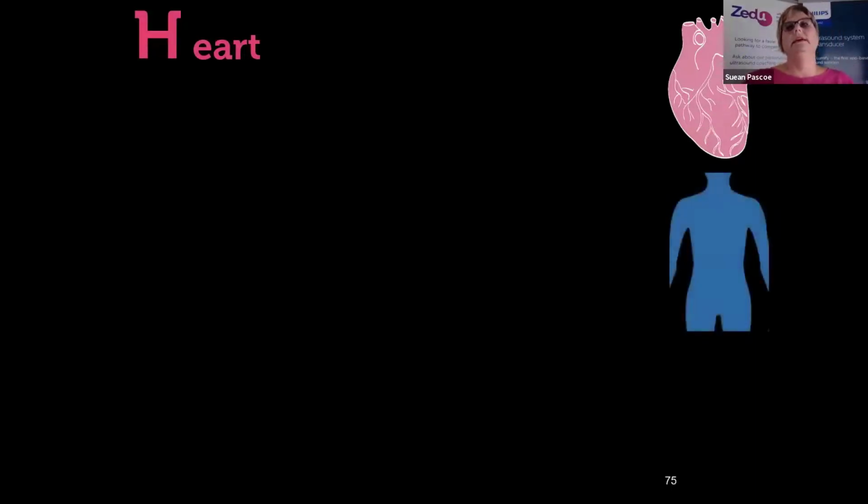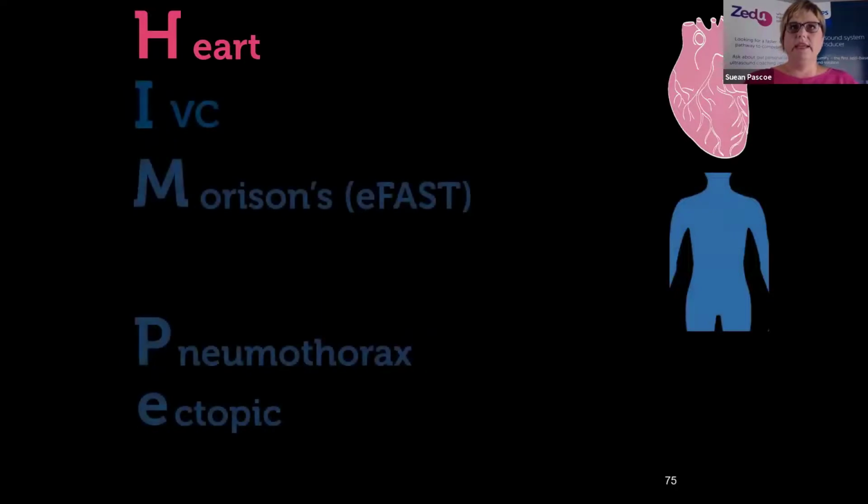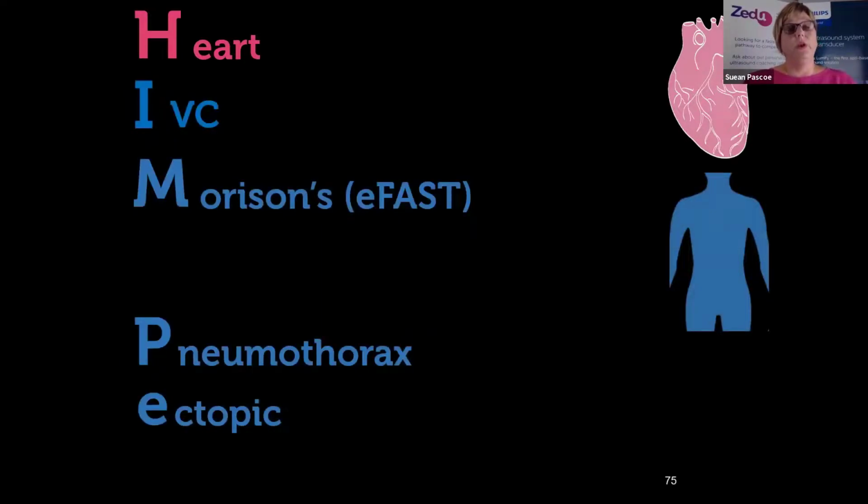So that's the whirlwind tour of the RUSH exam. We first look at the pump, or if we compare that with the HIMAP protocol, so the pump is the heart, obviously. The tank, we look at the IVC and assess volume status. We look at Morrison's pouch, looking for any signs of free fluid, and is there any leaking of the tank. We look for a pneumothorax to see if the tank is compromised in any way.